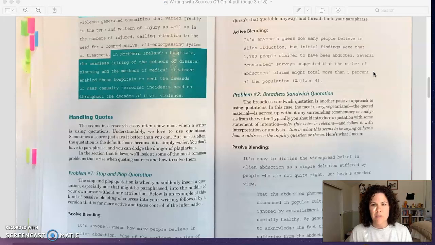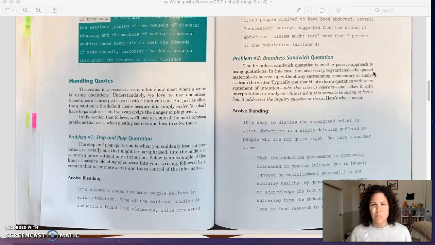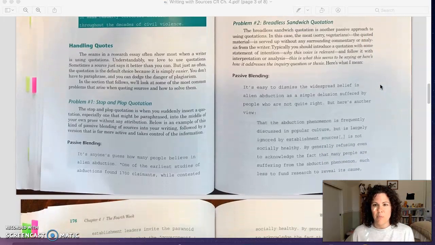So it's another passive approach. In this case, it's mostly just pushed in without any commentary or analysis from the writer. This I often see in my novice writers, my freshman writers. But we want to make sure that our voice is present and we are saying something.